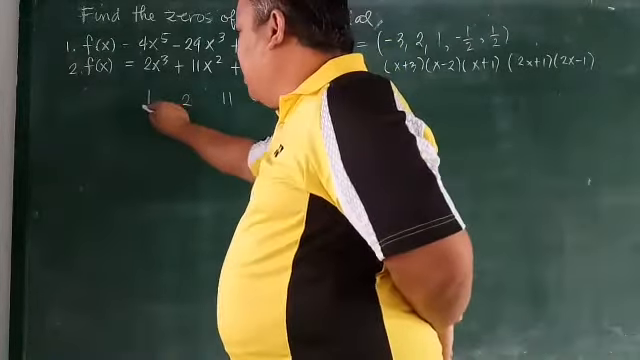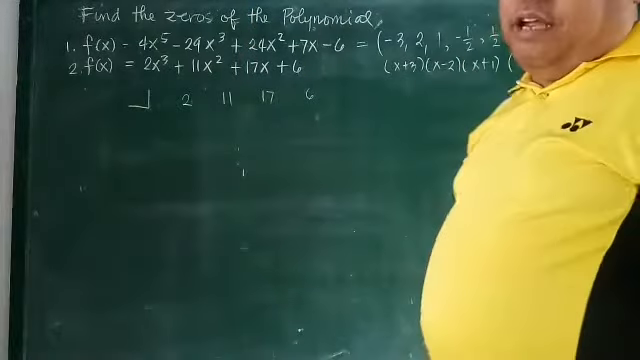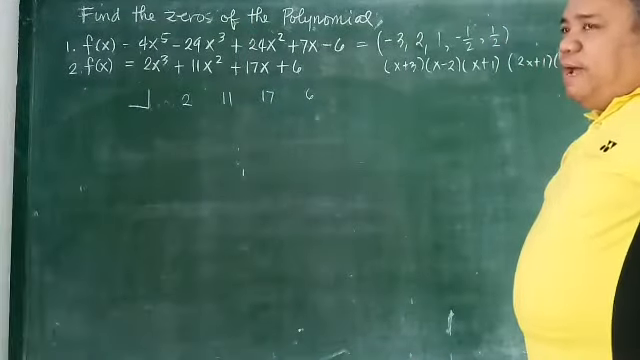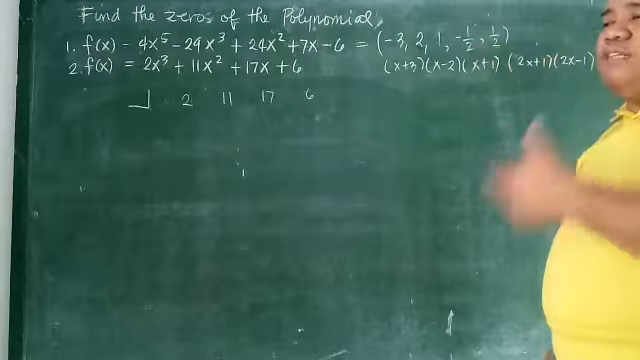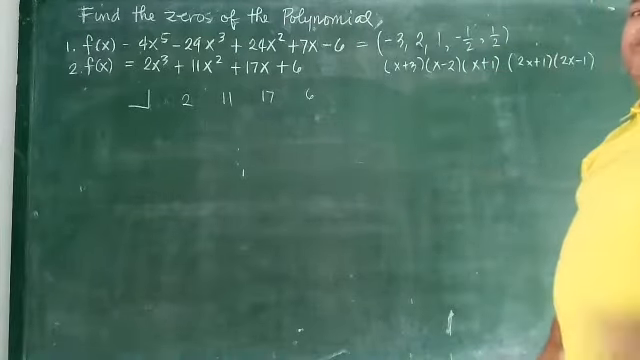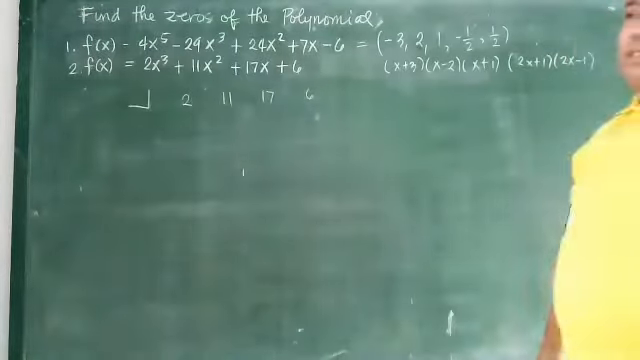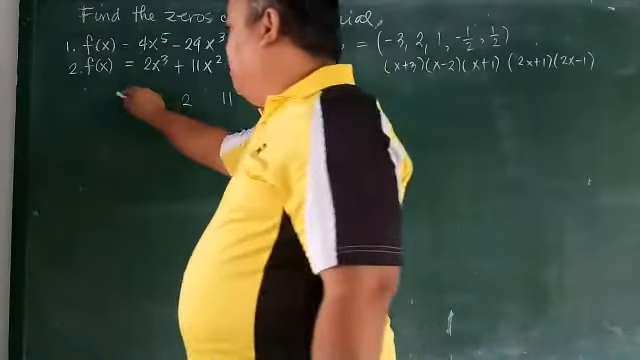So I'm going to try negative 3. Remember, I told you, you're going to try from negative 3 to positive 3. That will be the range of numbers that you're going to try in your synthetic division. So, I try negative 3 again.